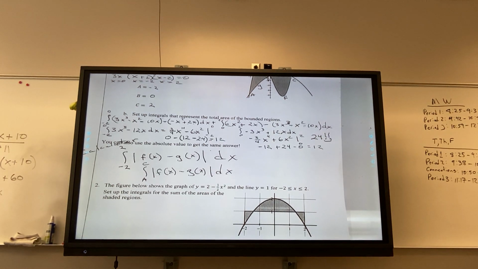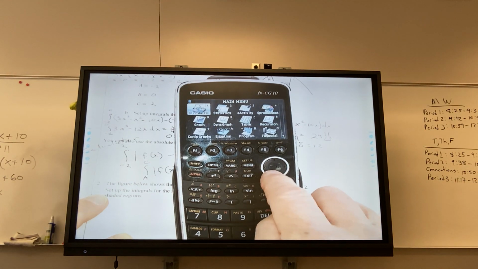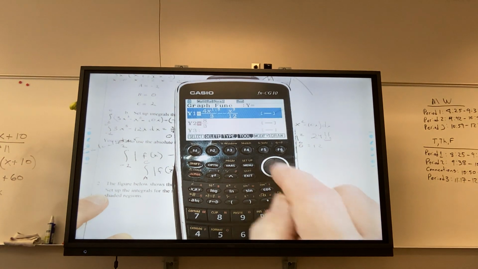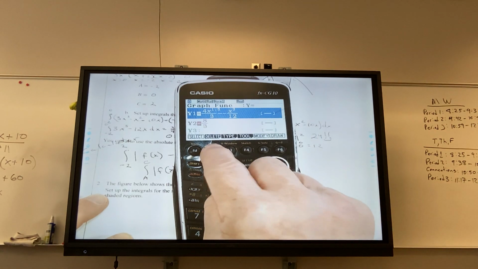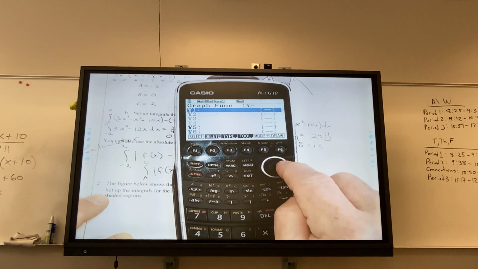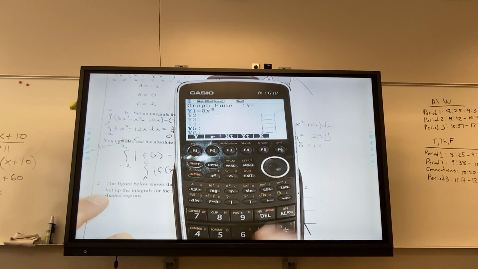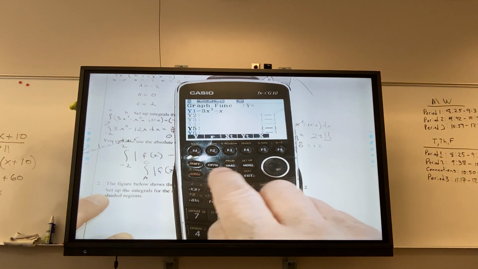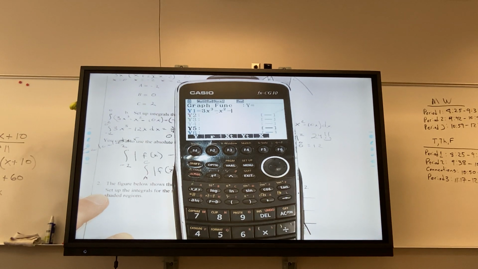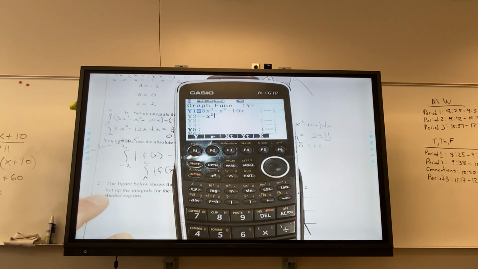And I think I put it in the machine. We'll find out if I did. Nope, I didn't. And so I'm going to put in 3x to the 3rd minus x squared minus 10x and a negative x squared plus 2.